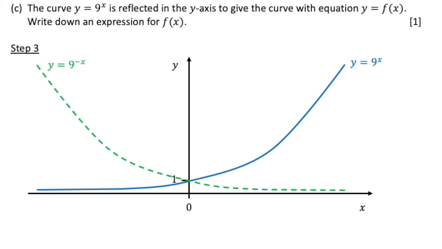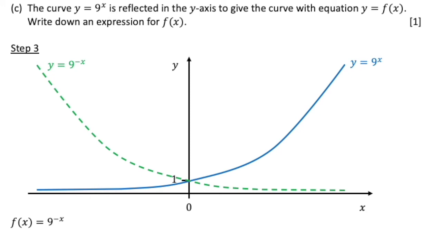The way the question is phrased, they would prefer me to write that using function notation, so replacing y with f bracket x. I'll put it down the bottom of the screen here. The function they are asking for is f of x equals 9 to the power of negative x. And that's it. That will be enough for my 1 mark.